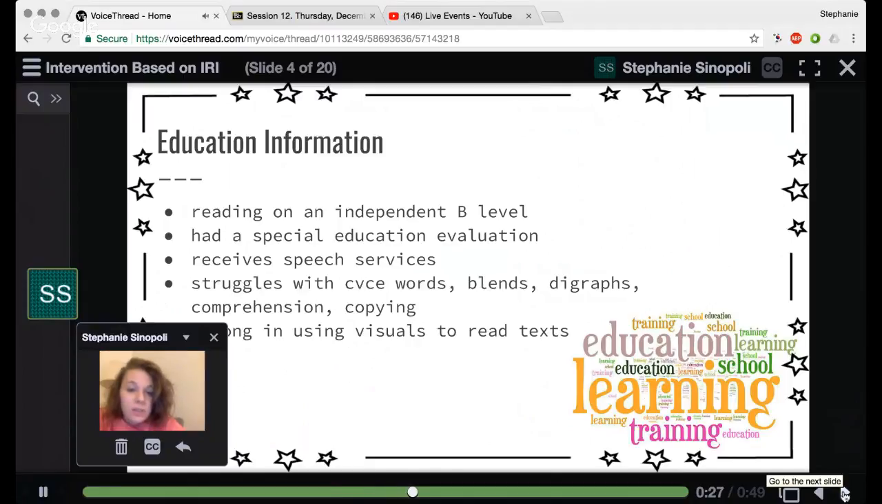She struggles with CVC words, blends, digraphs, comprehension, and she has a hard time copying things from the smartboard or the board into her notebook. Also, she is very strong in using visuals to help her figure out the meaning of words and texts, so she relies on pictures when reading books.